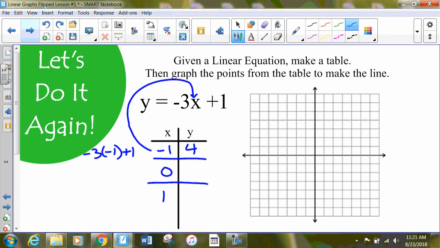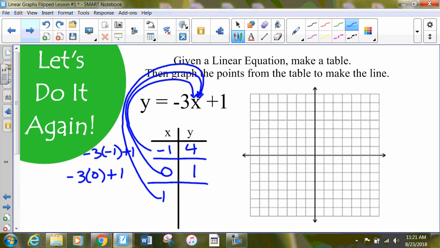And then let's do it again. Let's plug 0 in. If we do it in our heads, -3 times 0 is 0. 0 plus 1 is 1. Or we could do it this way. Put it in our calculator and hit enter. If you're putting it in your calculator, please pause me so that you can make sure you're also getting a 1.